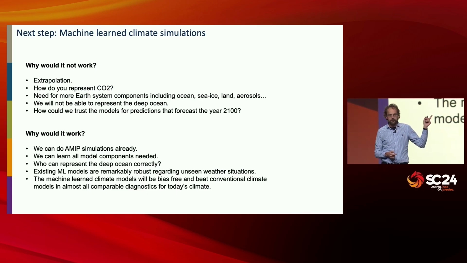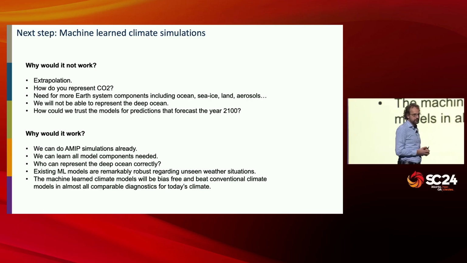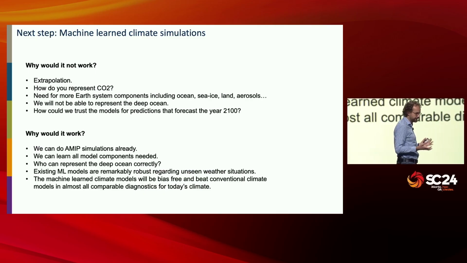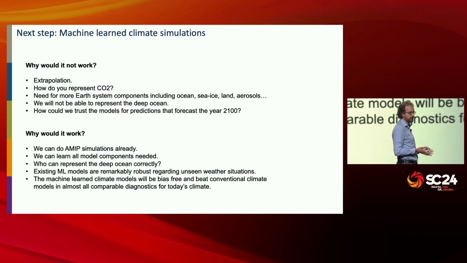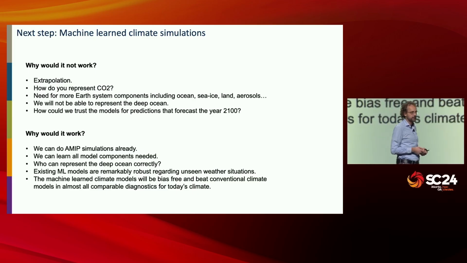We can also learn all the components. There's no fundamental problem with this, and we're actually going to do this with Destination Earth as well, that we build now an Earth system model in the sense that we also build a machine learning model for the different components and put them there. There's no one really able to represent the deep ocean correctly in a sense that we can be happy with it. It's a really difficult task anyway, also for a physics-based model, and we have hardly any observations to control them, so it's already difficult enough for the physics model.